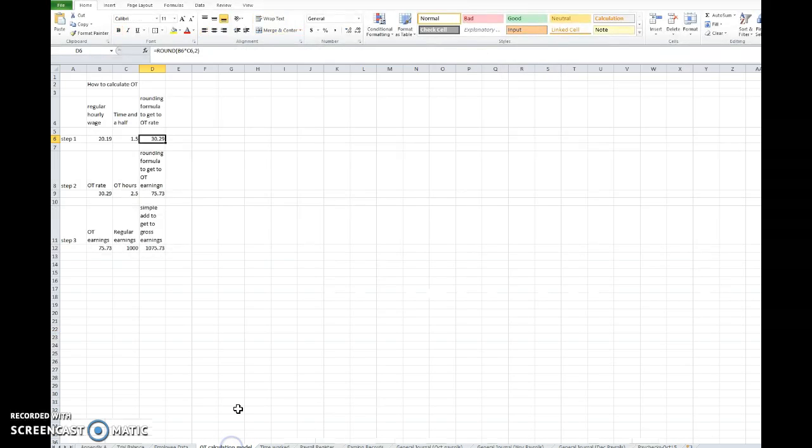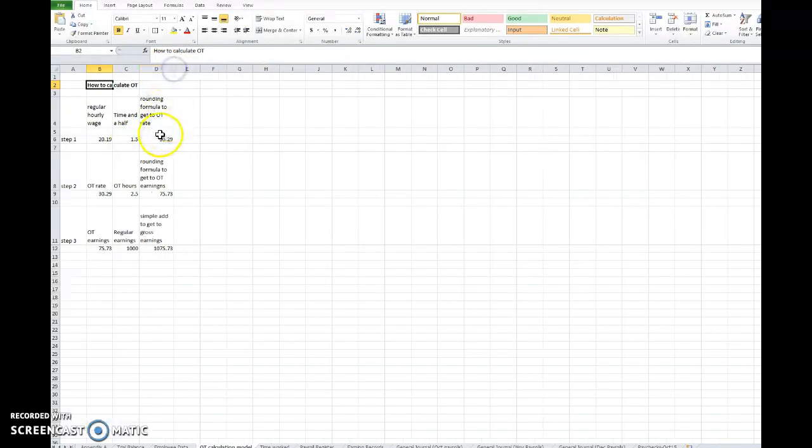Okay, so the next tab then is just how to calculate overtime. This is just step one, your regular rate times the time and a half, and then the rounding formula that is in here.